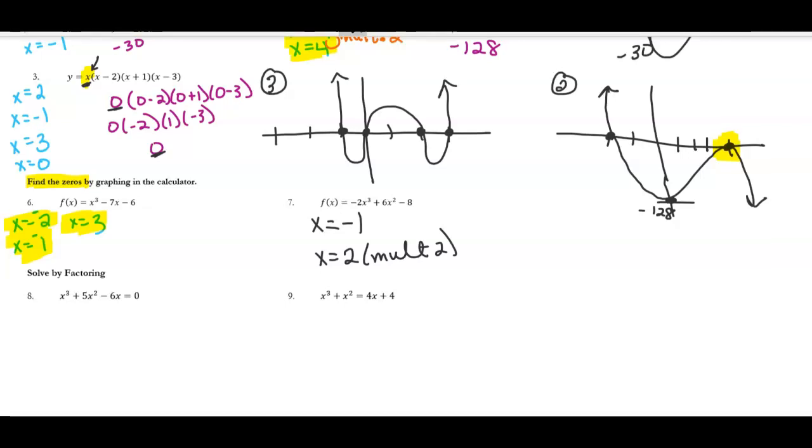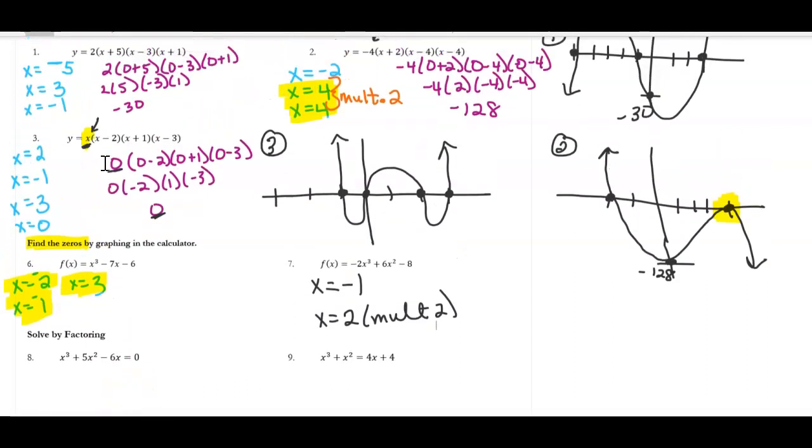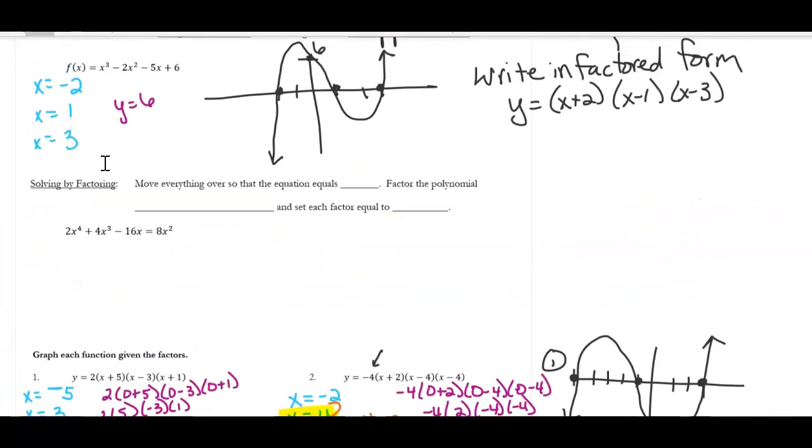Okay? Any questions on the graphing part? Hopefully you kind of understand it. If you're not sure, ask in class or send me a message and I can explain it again. Let's look at the last final thing. Holy cow, long notes. Okay, so solving by factoring.